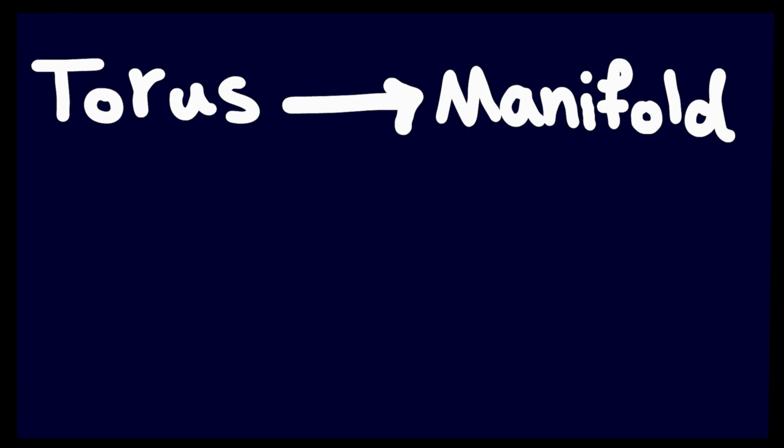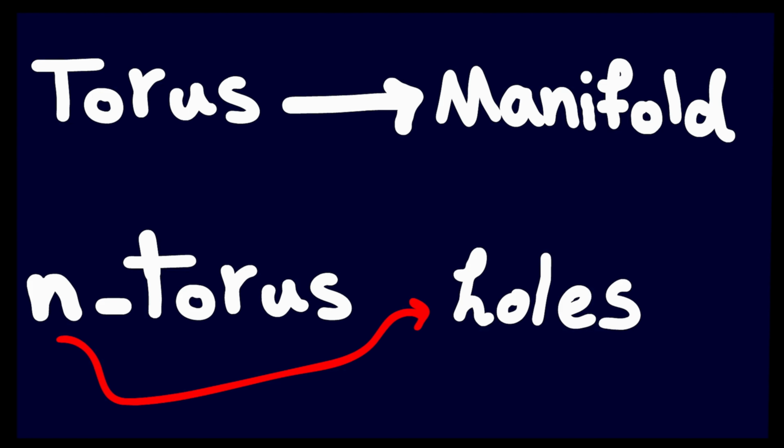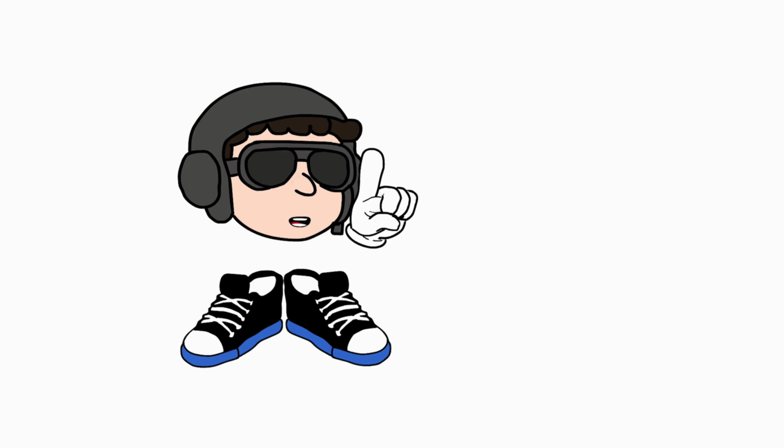A torus is a manifold. More precisely, they are called n-torus, where n represents the number of holes in your manifold. To describe an n-torus, we need to get familiar with the product spaces.